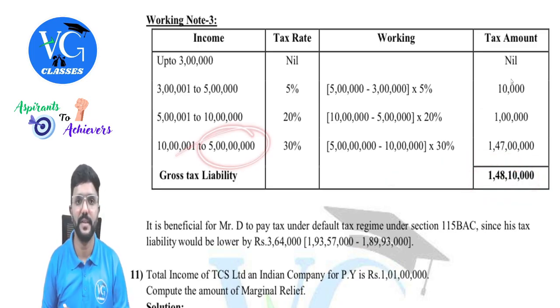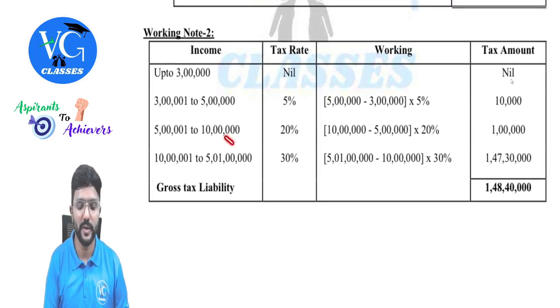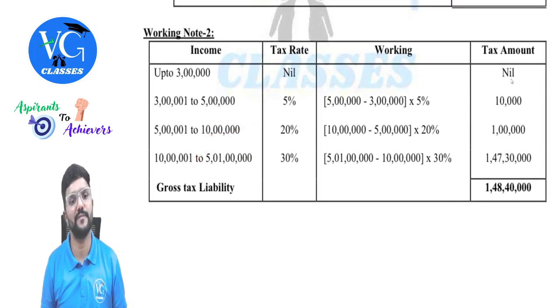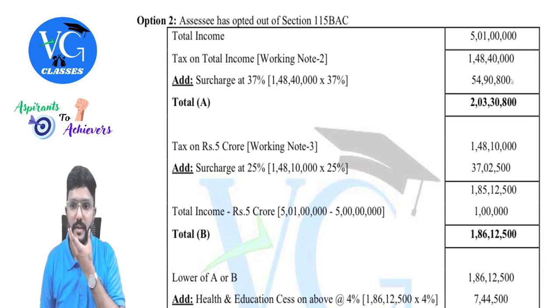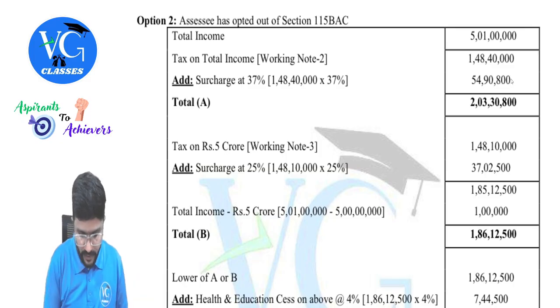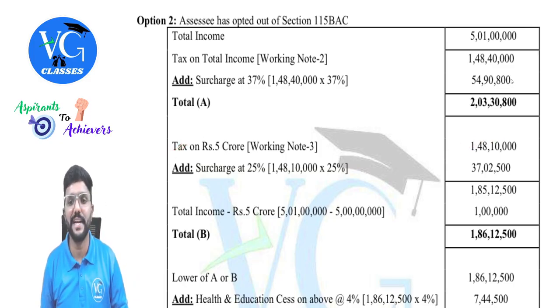So here only the figure will change. Here it was 5 crore 1 lakh, whereas in the next working note, it is 5 crore, guys. That's the only change. So tax on 5 crore, you'll get 1 crore 48 lakh 10,000.